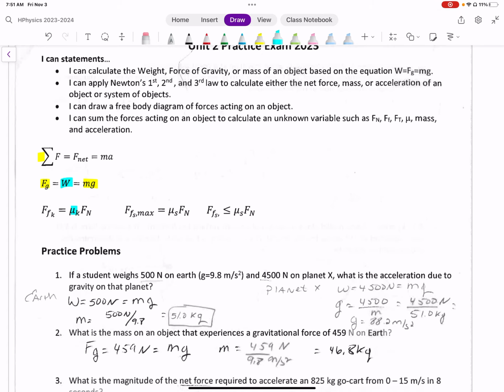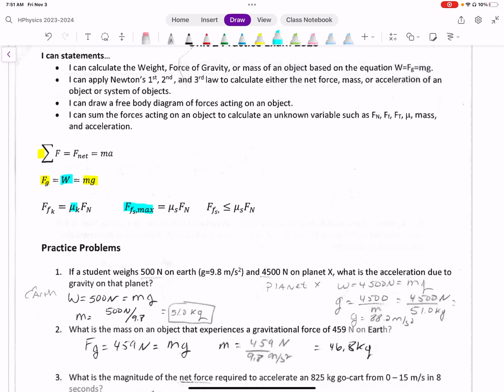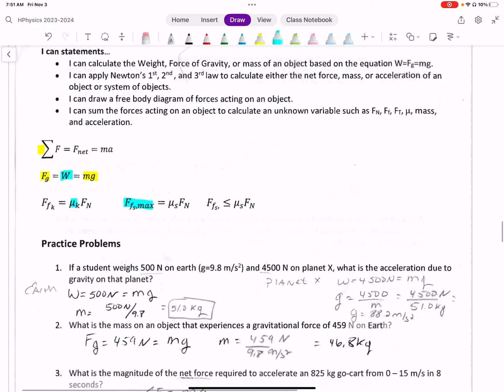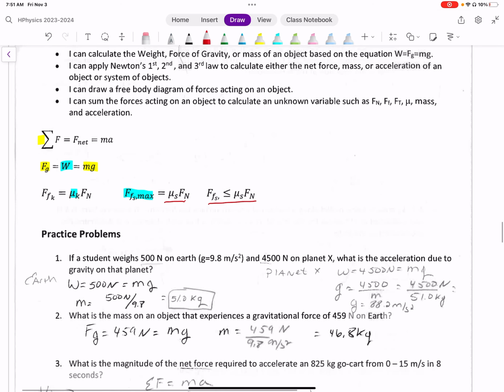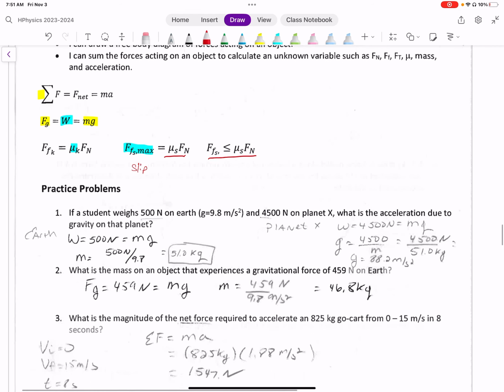the block or object. The maximum static friction we know is the quantity of the coefficient of static friction times force normal, but it could also be less than that. The maximum is always at the value of μs times force normal. However, if I'm not at maximum, I will be less than that. How do I know if I'm at maximum? It'll be just about to slip. So let's do some problems.